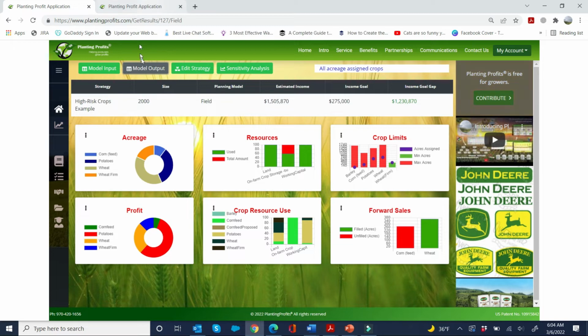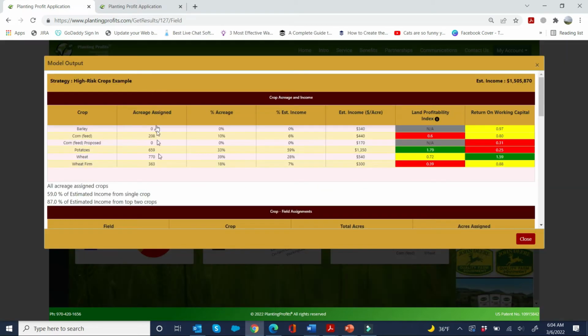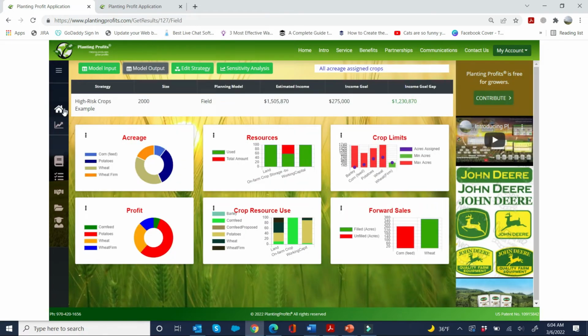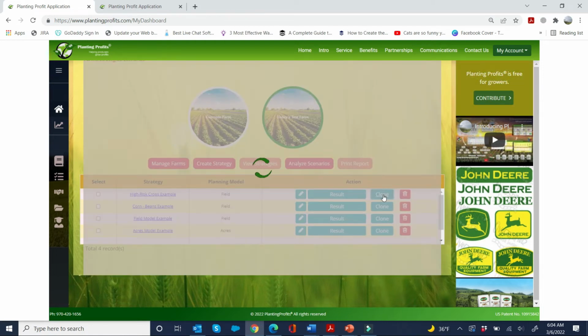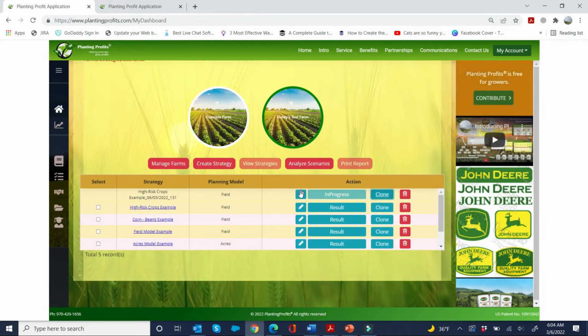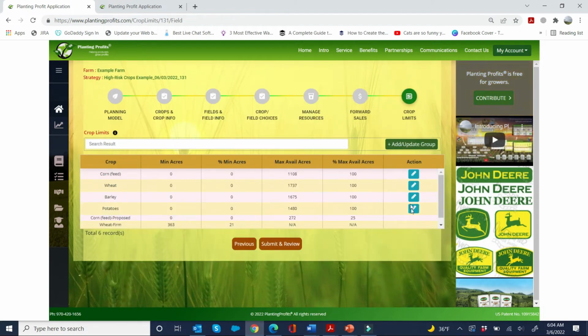In this example, potatoes are considered a high-risk crop. We're going to use a maximum acreage limit to drive down acreage assigned to potatoes in our baseline strategy. First, we'll clone our baseline strategy. Keep the baseline unchanged for comparison. Then go to the Crop Limits page and decrease the maximum acreage of potatoes from 35% to 20%. Analyze the strategy.